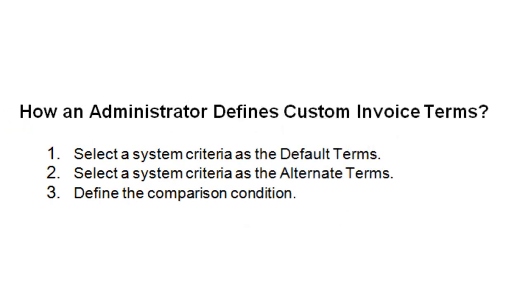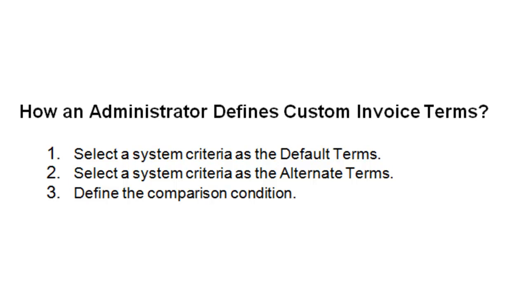In order to define custom invoice terms, an administrator first selects the system criteria as the default terms. The default terms are contract prorated daily, contract straight line by billing period, third-party performance, and primary performance. Second, an administrator can select a system criteria as the alternate terms. The alternate terms available are contract prorated daily, contract straight line by billing period, third-party performance, and primary performance.